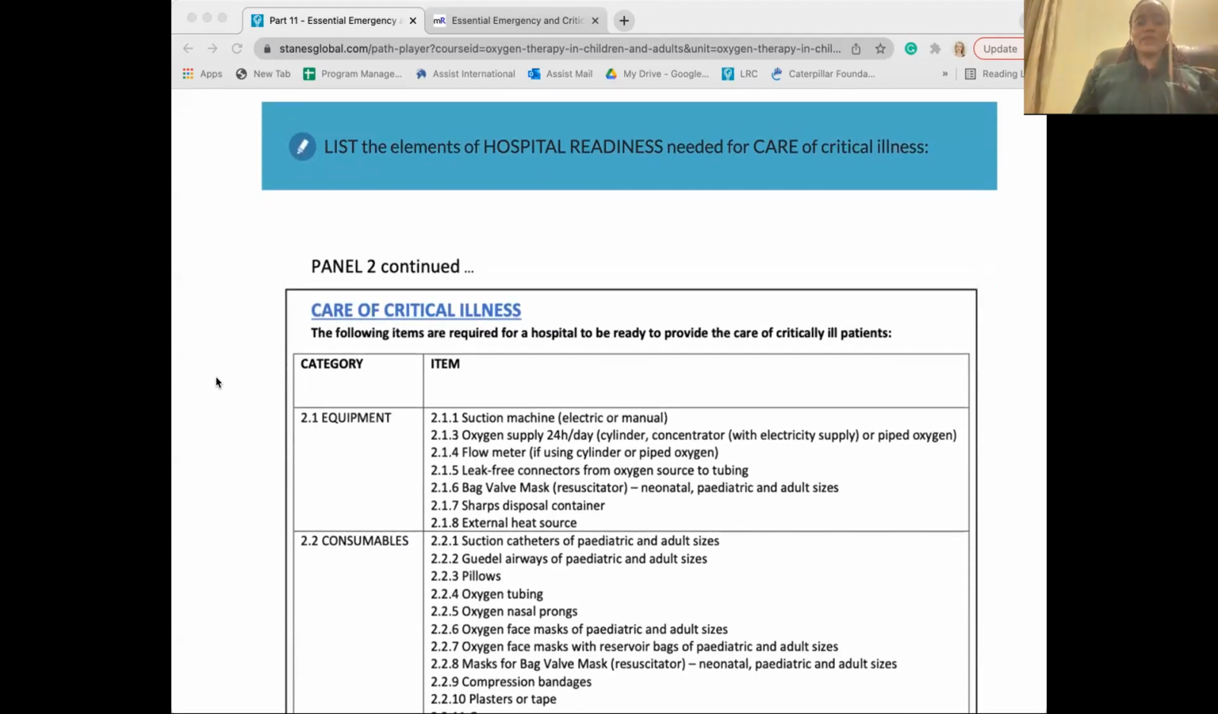So what equipment do you have? Do you have the suction machine? Do you have the flow meter? Do you have the bag valve masks? Do you have the oxygen delivery devices? Do you have a ventilator? Do you have monitors? So all this is now for the hospital to sit down and see what they have and what they don't have, and what is the need. And go down.